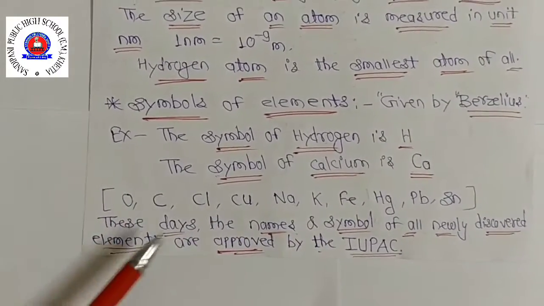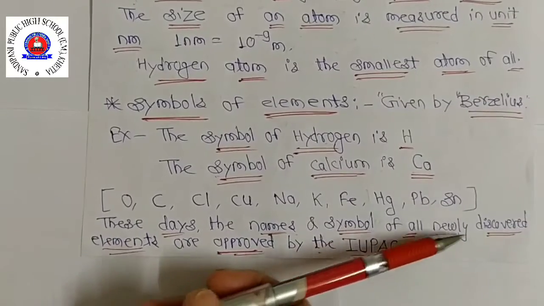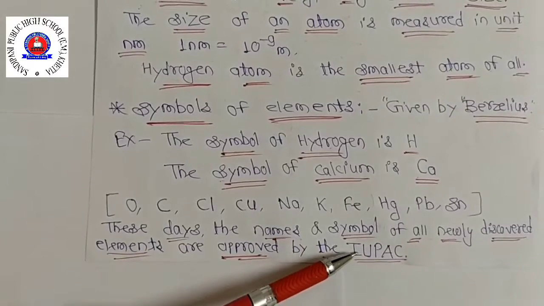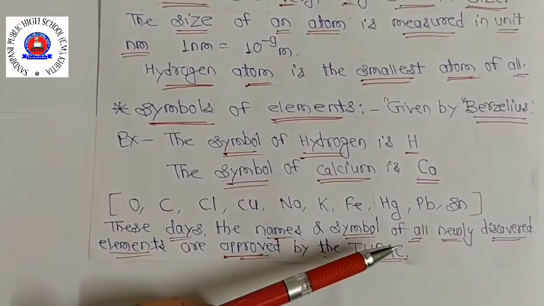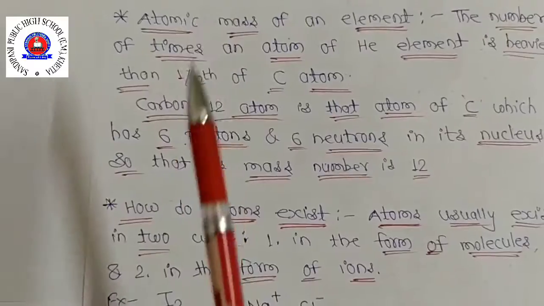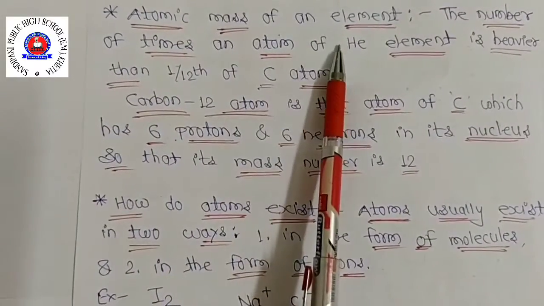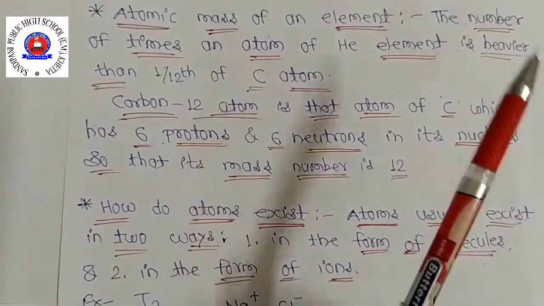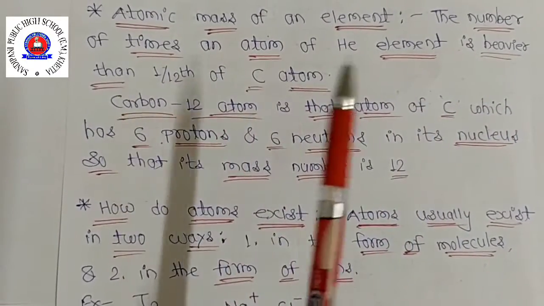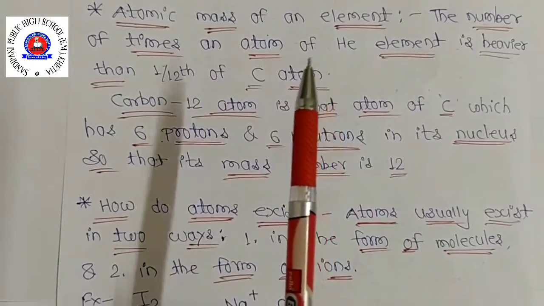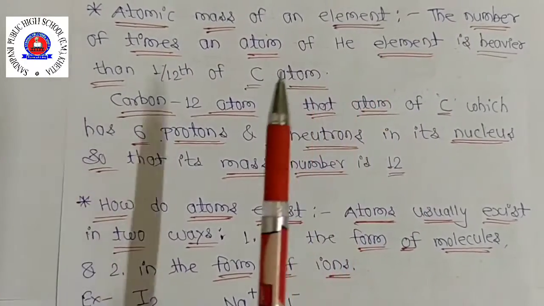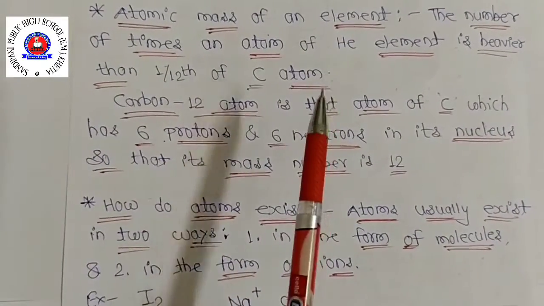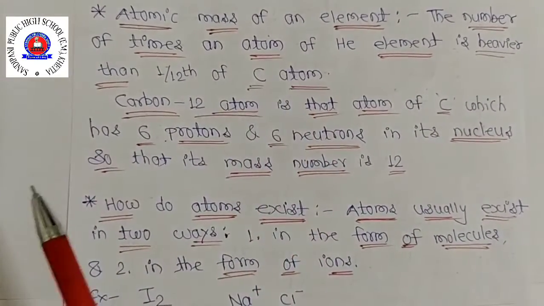Clear this one? These days the names and symbols of all newly discovered elements are approved by the International Union of Pure and Applied Chemistry, means IUPAC. Okay. Next one, atomic mass of an element. Actual masses of the atoms of the elements are very small. For example, one atom of hydrogen has a mass of 1.673 multiplied by 10 raised to power minus 24 gram. Okay, so it is not convenient to use such small and complicated figures in our calculation.